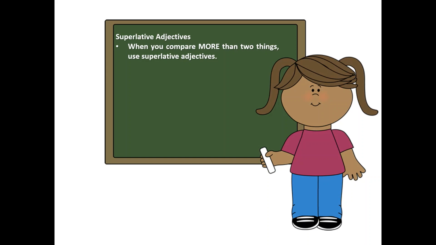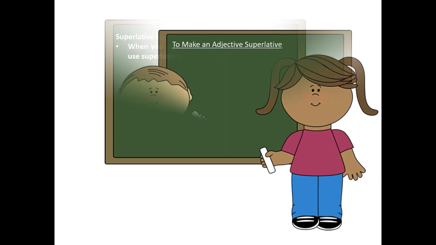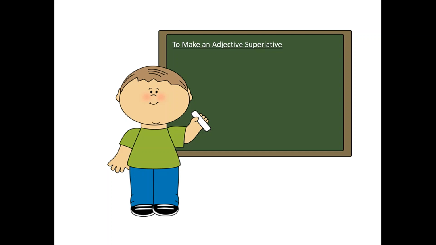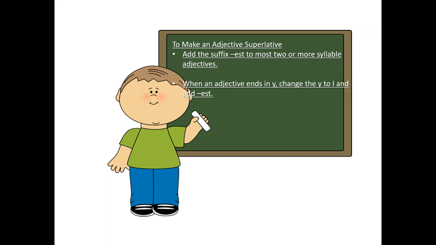Now let's take a look at superlative adjectives. When you compare more than two things, use superlative adjectives. To make an adjective superlative, add the suffix est to most one-syllable adjectives. When an adjective ends in y, change the y to i and add est.